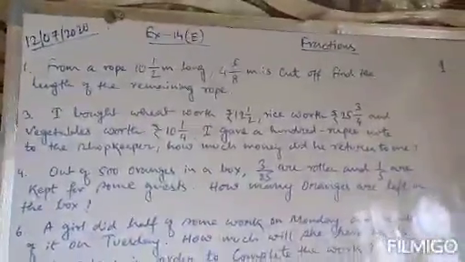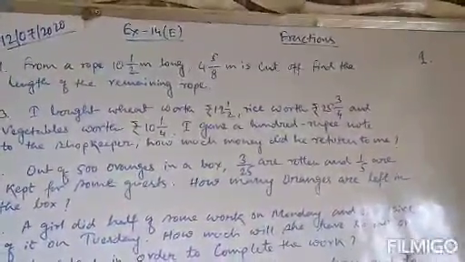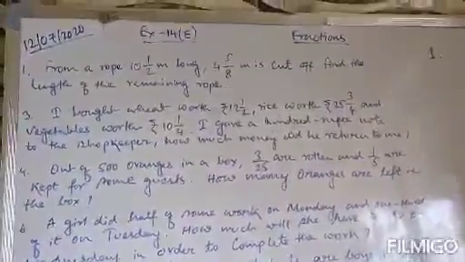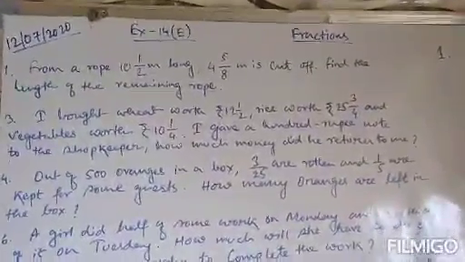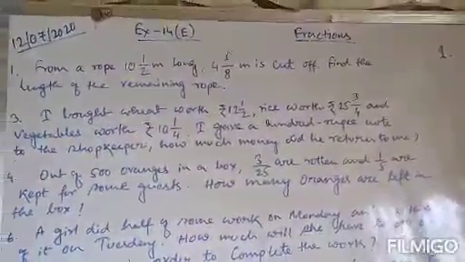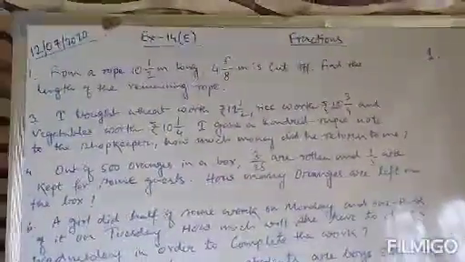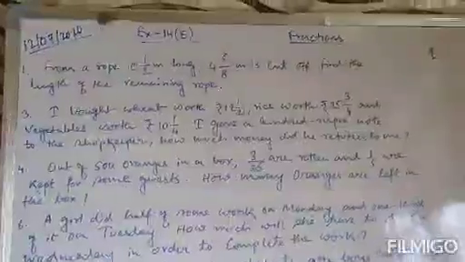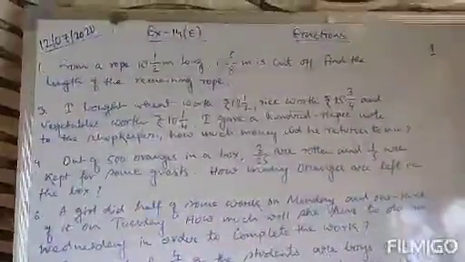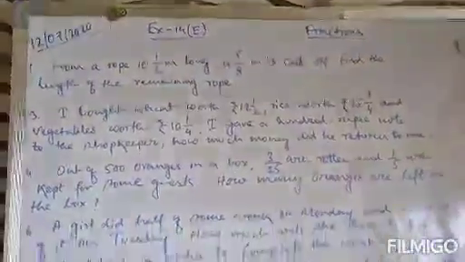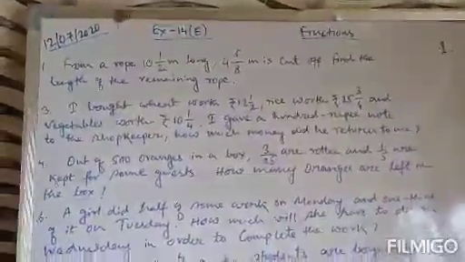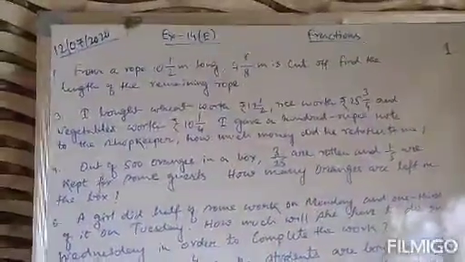Question number 1 is, from a rope 10 1/2 meter long, 4 5/8 meter is cut off. Find the length of the remaining rope. That is, the length of the rope is given, and we have cut off 4 5/8 meter of the rope. So we have to find out the remaining rope. That means we will subtract 4 5/8 meter from 10 1/2 meter, because when rope is cut off, the length of the rope will decrease. That's why we will subtract here.